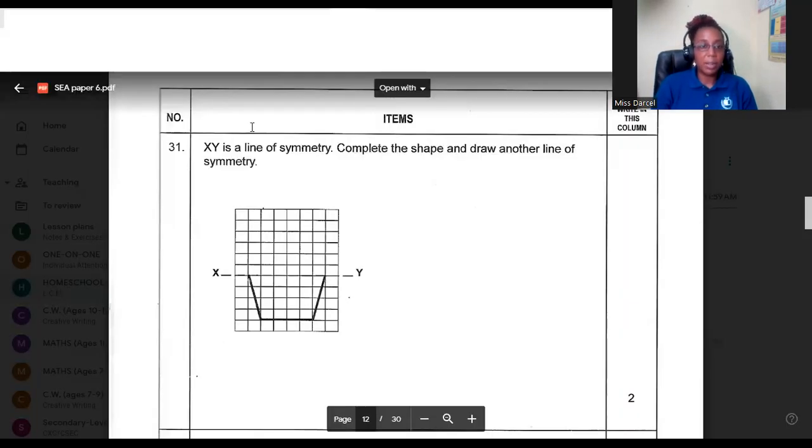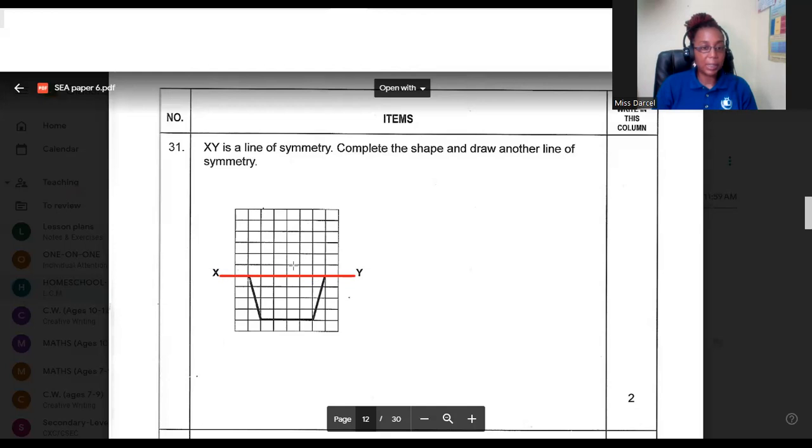All right, so we have X, Y is a line of symmetry. So let's highlight that because it's kind of dull. This is the line here. This is X, Y. Nice. Complete the shape and draw another line of symmetry. So we know symmetry divides a shape down the middle. So let's use a different color to highlight.